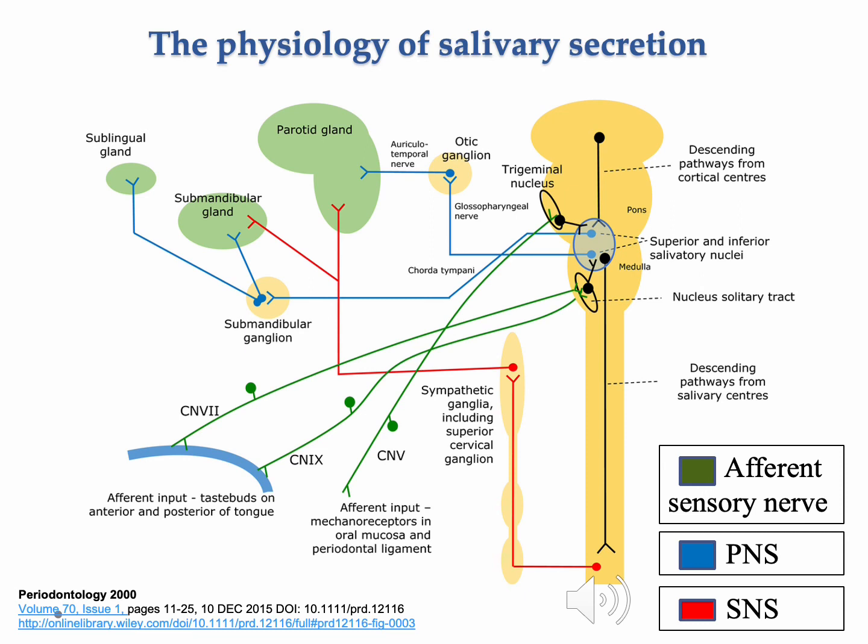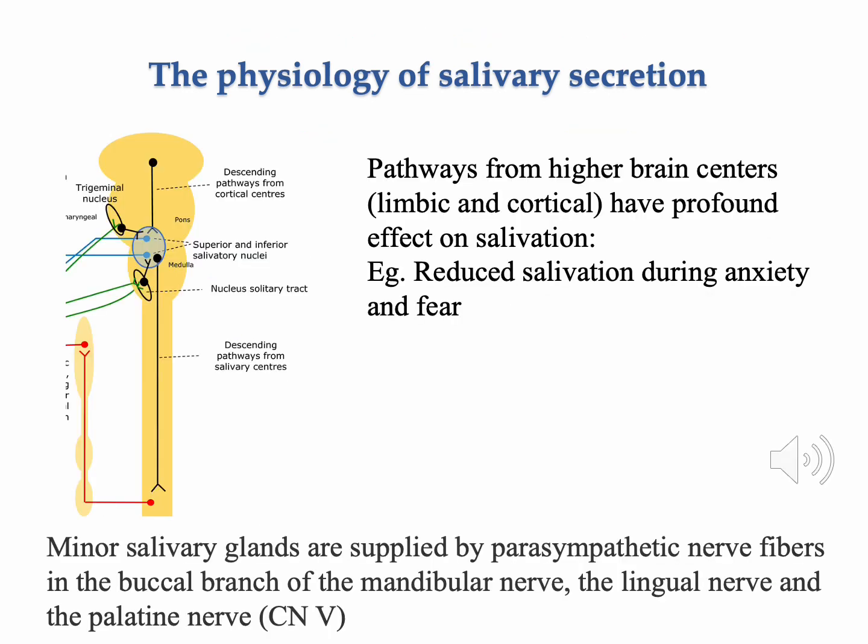Now we also have some stimulation of salivation via the sympathetic nervous system as well. And this comes from lower levels in the spinal cord. And in this diagram, we do have some black arrows as well. And this is representing some of our influences from higher levels of the brain on salivation. These higher level brain centers include both the limbic and cortical regions of the brain, and can have a profound effect on salivation.